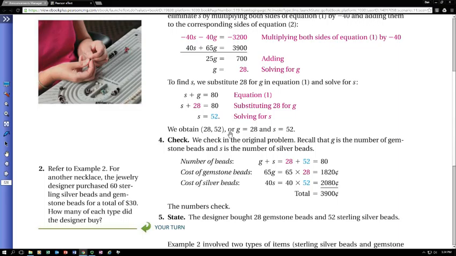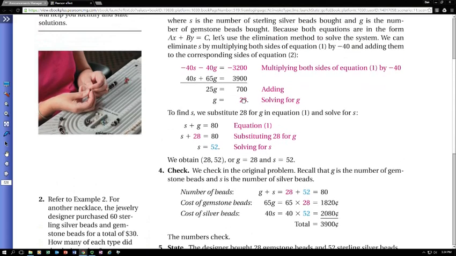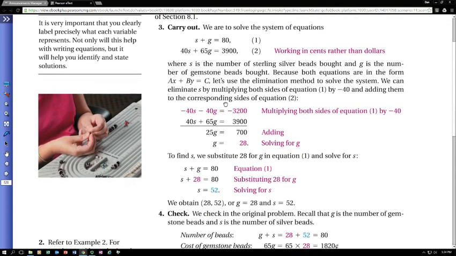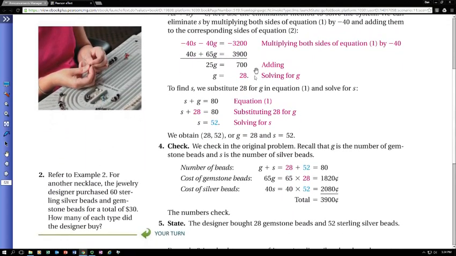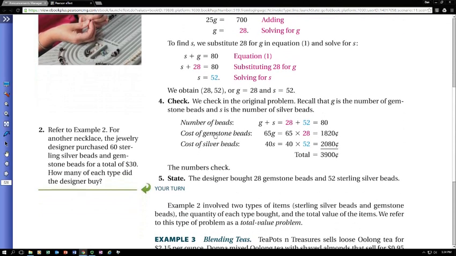So what does this mean? It says that for these conditions to work, for both of these equations that we generated from what they're telling us is going on, we end up with 28 gemstone and 52 sterling silver ones. Okay? Well, then we check that. Or also we check and say, does this make sense? Well, does 28 plus 52 equal 80? Yeah, it should. That's one of them. But also I should check the other equation. Does it fit that?